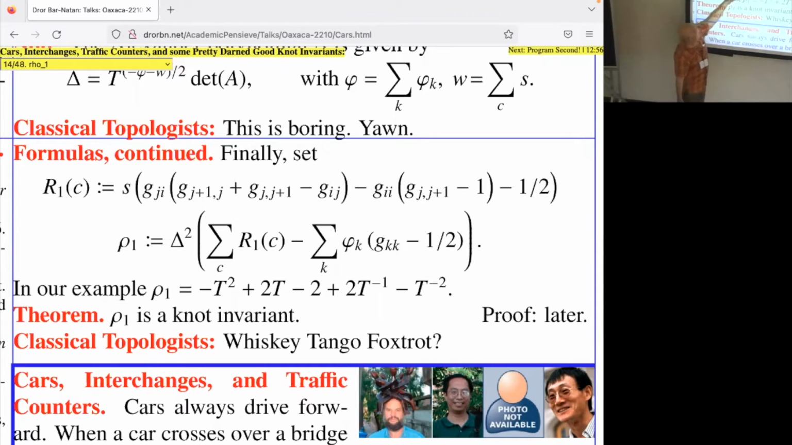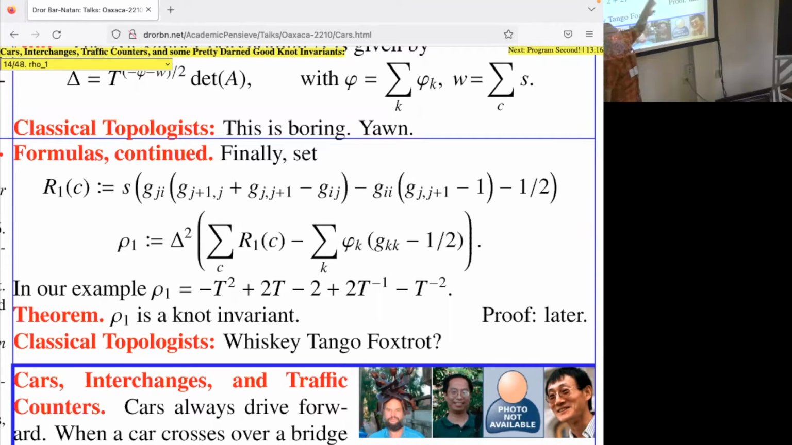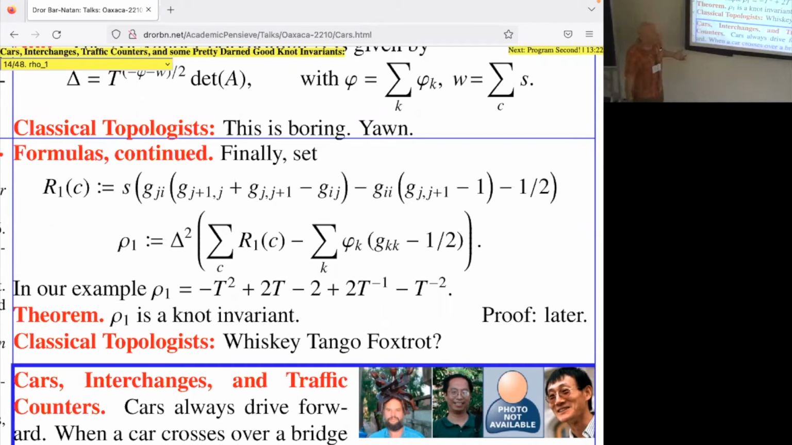And then define rho 1 of the knot to be the sum over all crossings of R1 of the crossing, minus some correction term, which is really the rotation number: a sum over all edges of the rotation number of the edge multiplied by something which is even lower order, so linear order in the Green function. In our example for the trefoil knot, by direct brainless computation, you find that rho 1 is the expression written here. And I assert that rho 1 is a knot invariant, and I will show you a proof later.